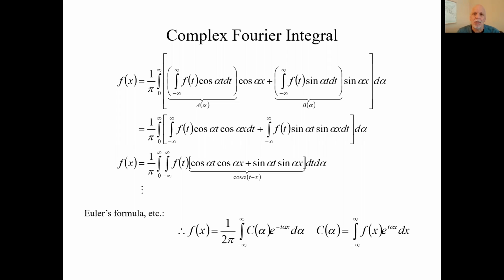If we had started with the exponential Fourier series and then taken the limit like we did with the trigonometric one, we would have derived the complex Fourier integral directly. But since we already derived it for the trigonometric Fourier integral by taking a limit of the trigonometric Fourier series, we'll start with the trigonometric Fourier integral.